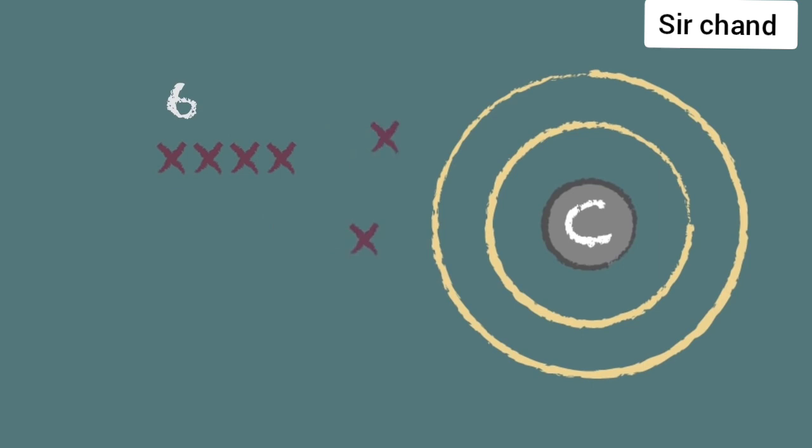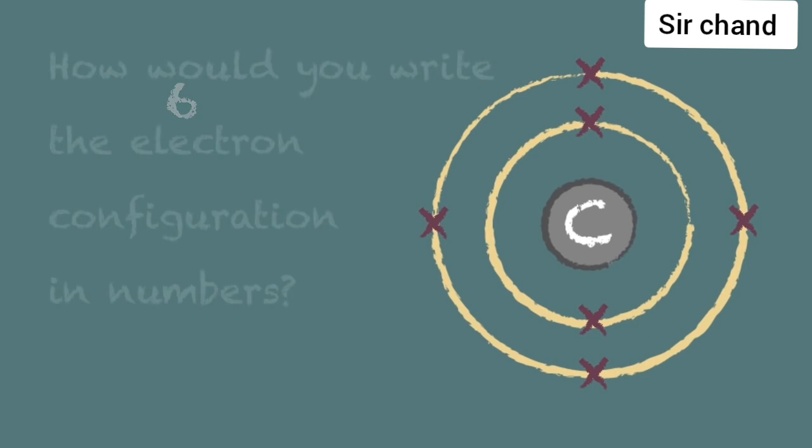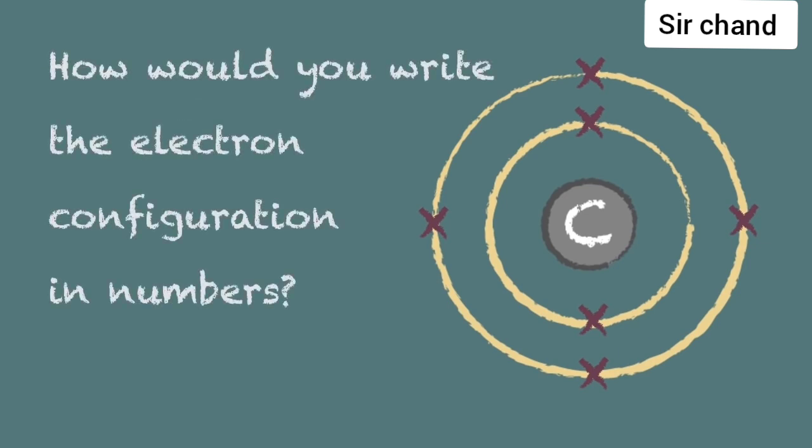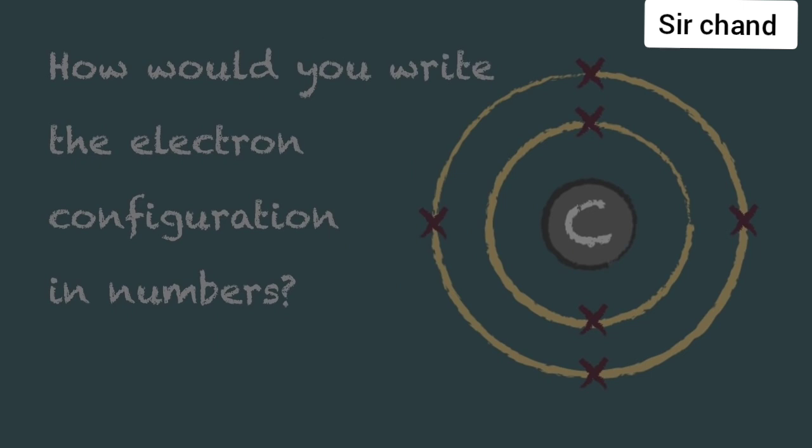And here is what it should look like. It has a full first shell and 4 electrons in the outer shell. Did you get it right? Now, how would you write the electron configuration in numbers for this atom? Pause the video again or rewind if you need to have a think about this.